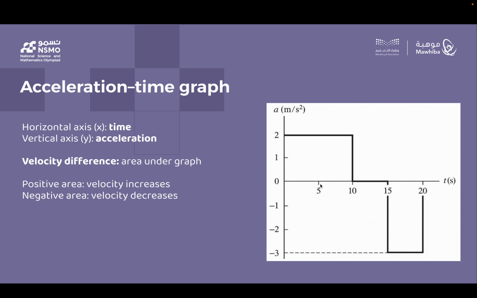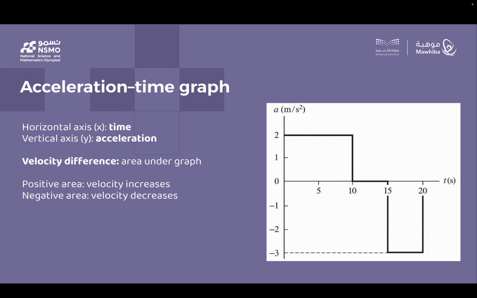Finally, we have the acceleration-time graphs. Here, the vertical axis is acceleration. In such a graph, the velocity difference can be calculated as the area under the graph. For example, in this first segment, the acceleration is 2 meters per second squared for 10 seconds, which is 2 times 10 meters per second, so 20 meters per second. So during this first segment, the velocity of the object increased by 20 meters per second.